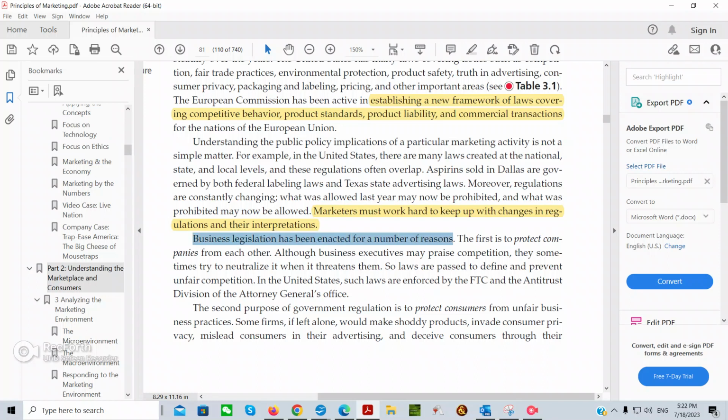The first is, and I'll give you an application of this idea that I mentioned earlier. First is to protect companies from each other. Although business executives may praise competition, they sometimes try to neutralize it when it threatens them. So laws are passed to define and prevent unfair competition.